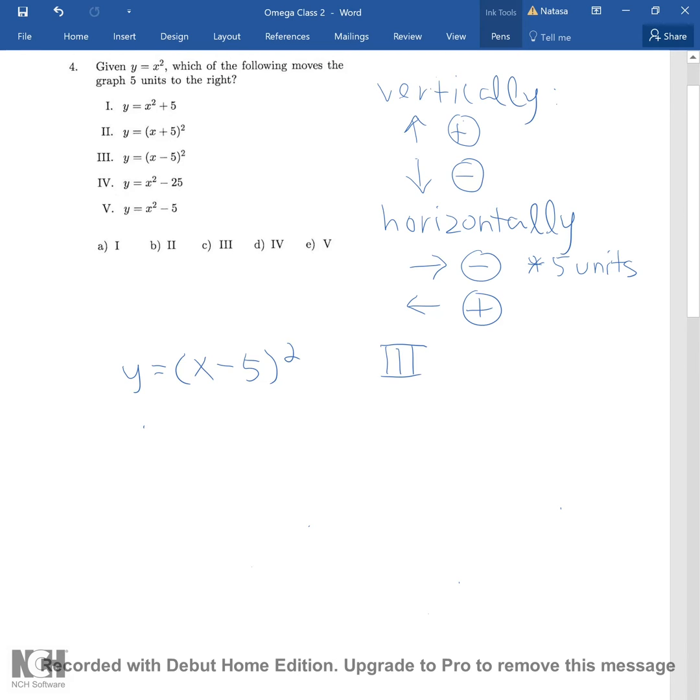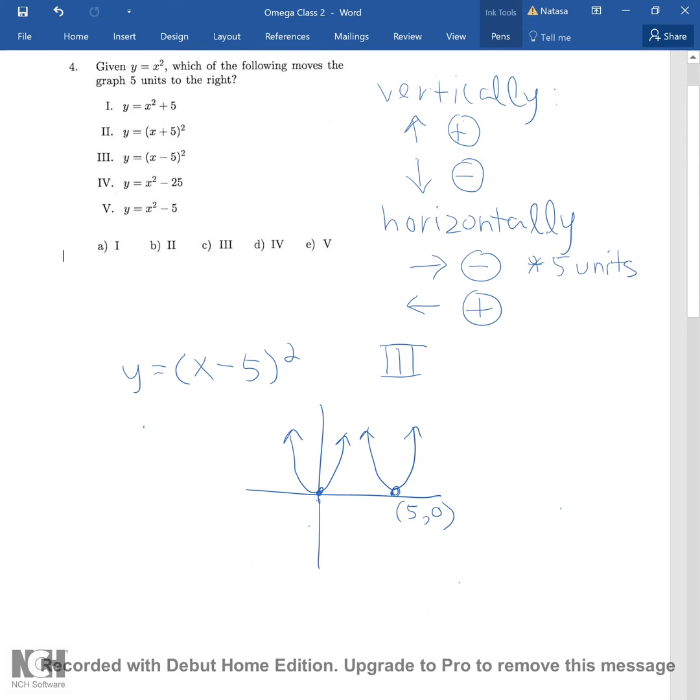But if we wanted to check that this is the right answer, we could draw a graph with our original function, y equals x squared, which is this parabola here going through 0, 0, and just move it to the right 5 units.